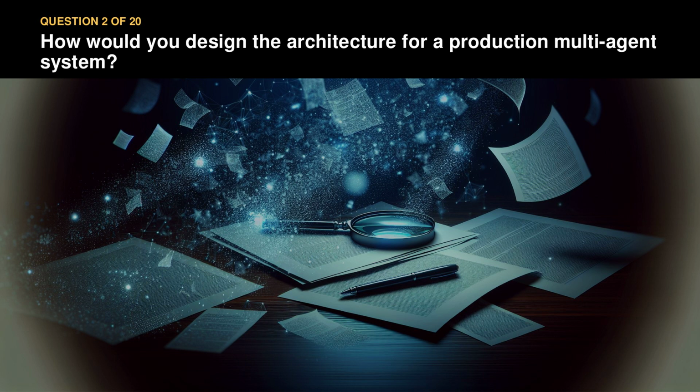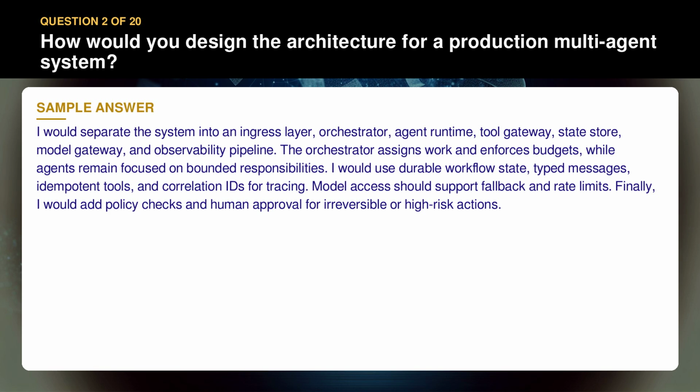Question 2. How would you design the architecture for a production multi-agent system? I would separate the system into an ingress layer, orchestrator, agent runtime, tool gateway, state store, model gateway, and observability pipeline. The orchestrator assigns work and enforces budgets, while agents remain focused on bounded responsibilities.